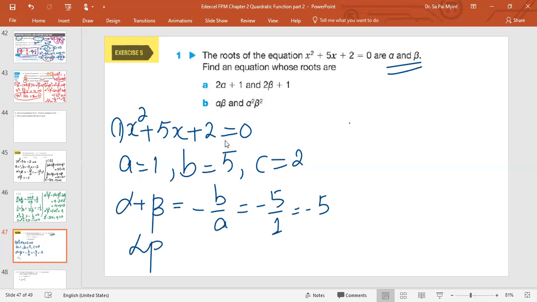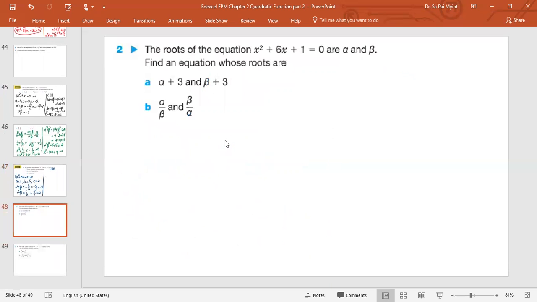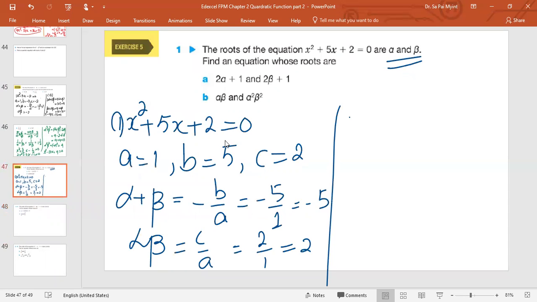Okay, alpha beta, what do you get? c over a. What is c? 2. a is 1. So 2. Okay, alpha plus beta and alpha beta we have found. Okay, what do you need to find? Number A.